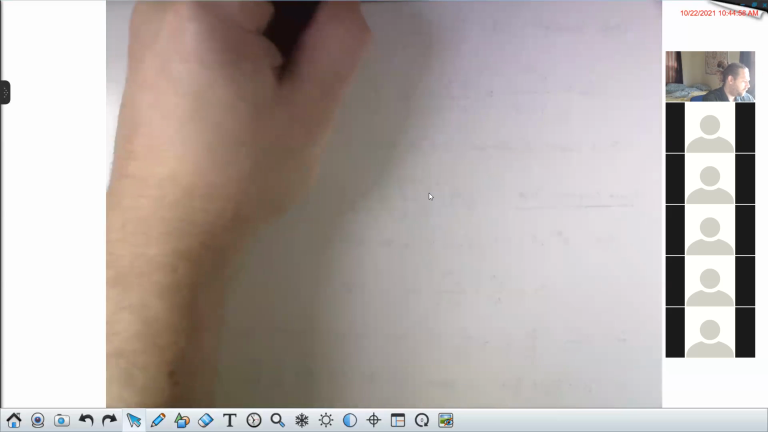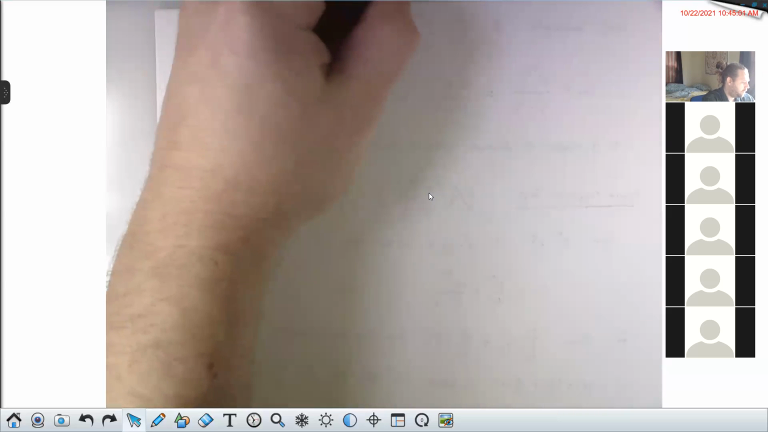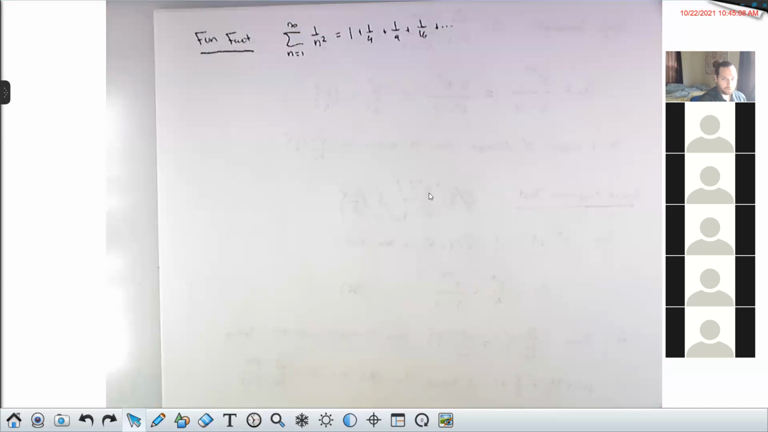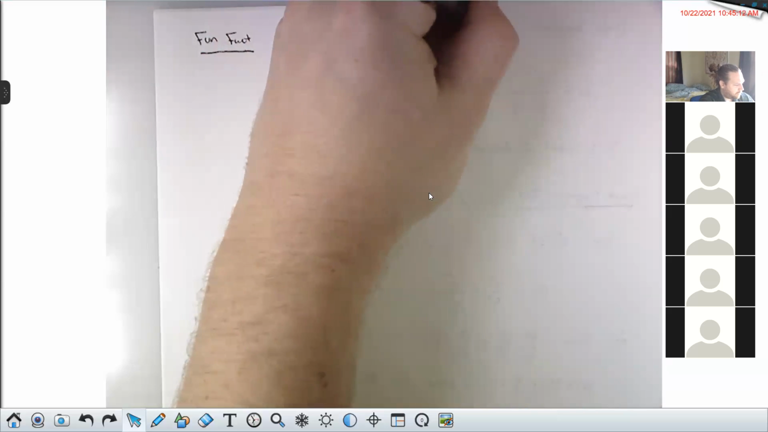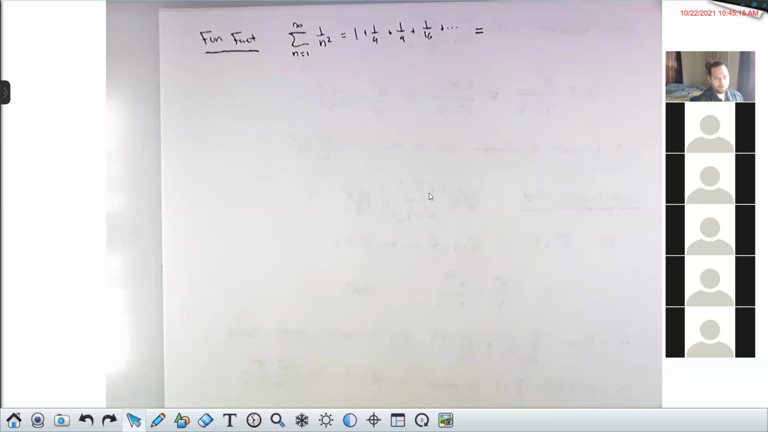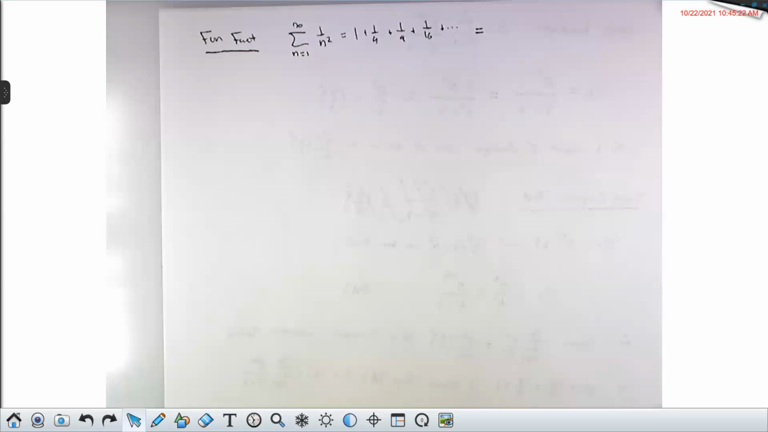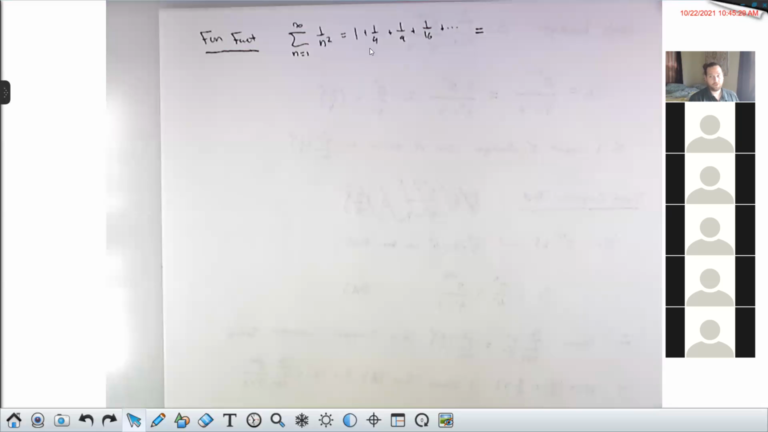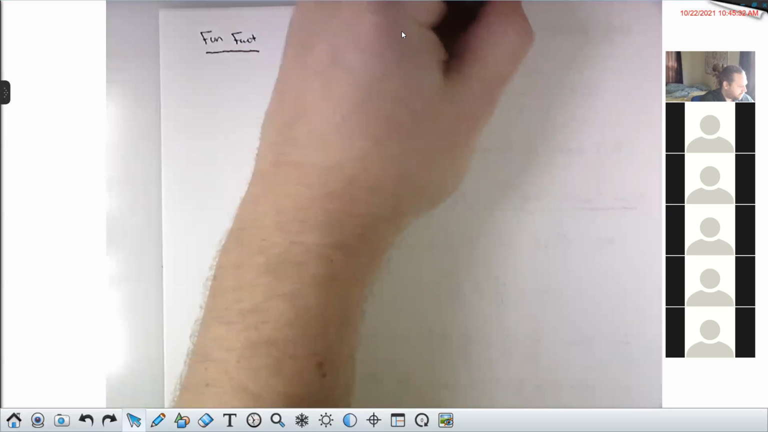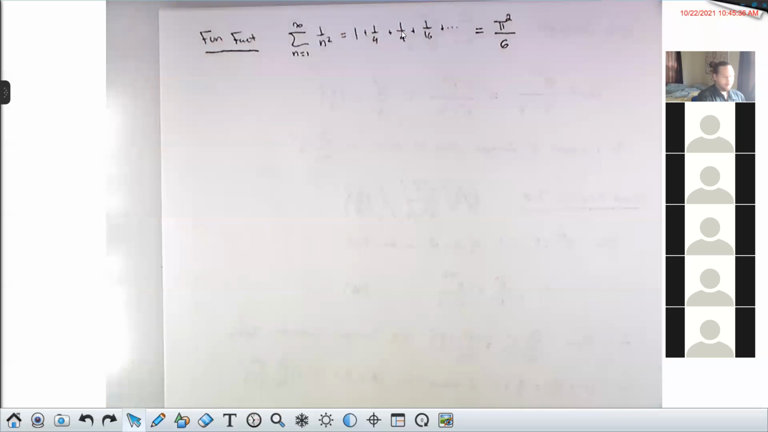Sigma n from 1 to infinity, 1 over n squared, which is 1 plus 1/4 plus 1/9 plus 1/16 and so on. This is a convergent p-series, we know that. Does anybody know the sum of this series? I think I mentioned it once. Two. That would be nice. So the geometric series 1 over 2 to the n converges to 2. This guy, in fantastically weird fashion, converges to the number pi squared over 6. This is called the Basel problem.